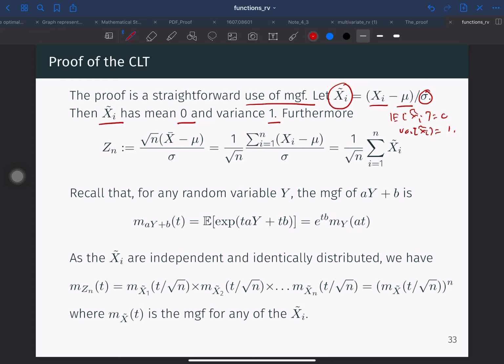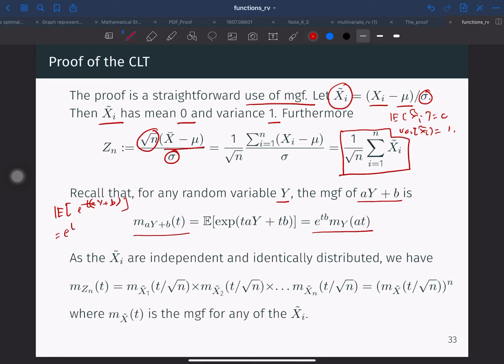Furthermore, if I define square root n times x bar minus mu divided by sigma, I can write this as 1 over square root n of the summation of x tilde i by some straightforward manipulation. So for any random variable y, the moment-generating function of the scaled and translated y is simply obtained as follows. Just because you remember, the expected value of e to the t times (a y plus b) is nothing more than e to the t b times the expected value of e to the t a y.